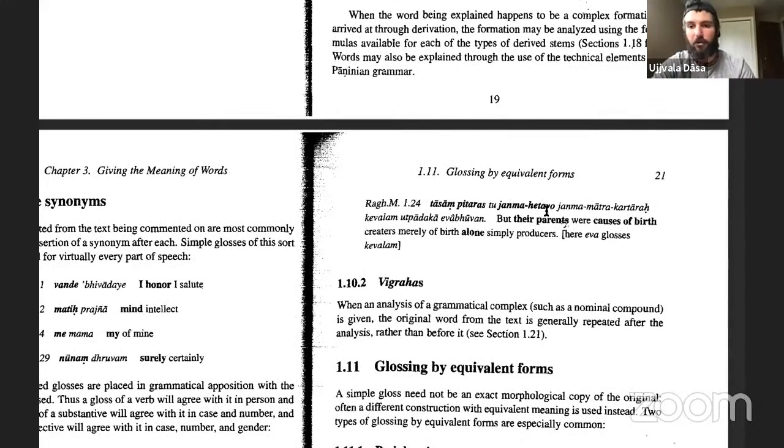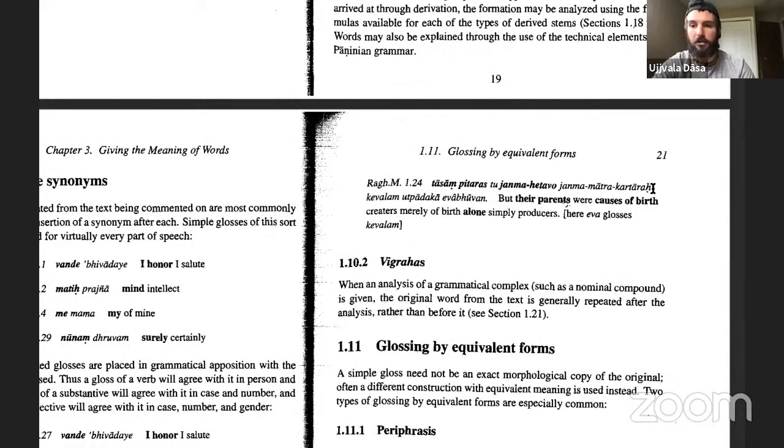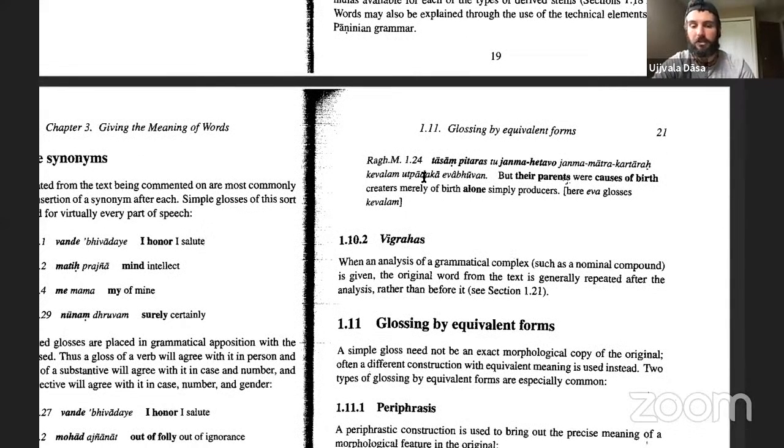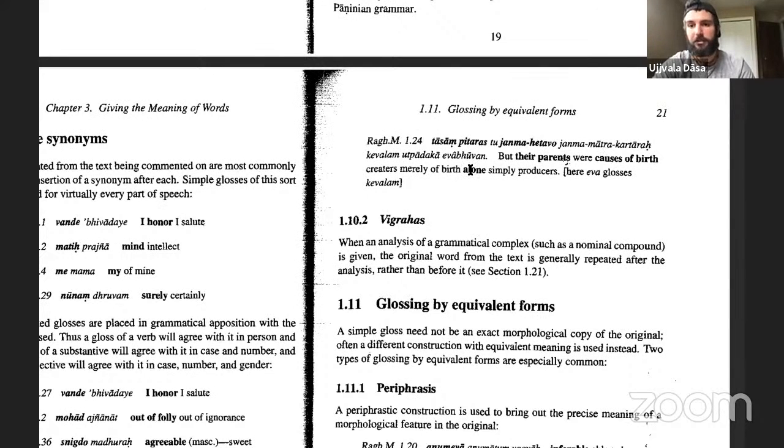Tasam pitarastu janma hetavo janma matra kartaraha kevalam utpadaka eva abhuvan. So the fathers of those girls, tu janma hetava, the causes of their birth. So pitaraha is glossed as janma hetava. Janma matra kartaraha, only the doers of simply their birth, kevalam utpadakaha eva abhuvan. So the generators only, basically their progenitors only. So it's a bunch of different glosses. But their parents were causes of birth, creators merely of birth alone, simply producers. And then eva, utpadaka eva, kevalam utpadaka eva, abhuvan. So you see that it's glossed three different ways here.